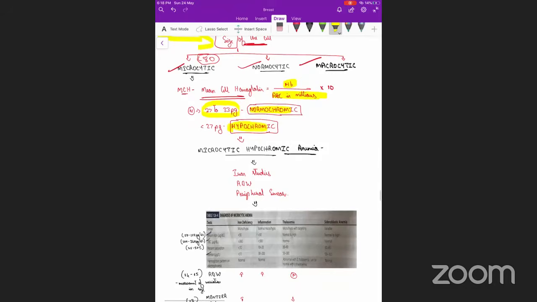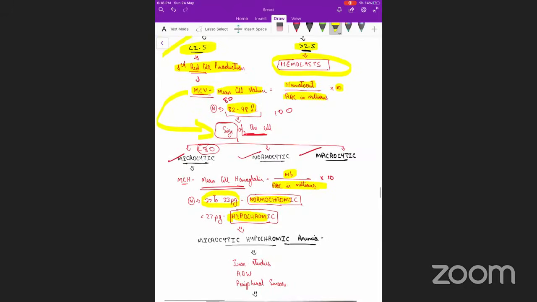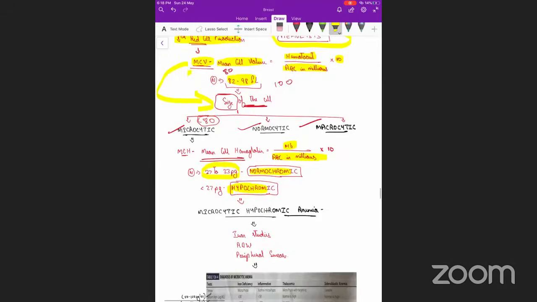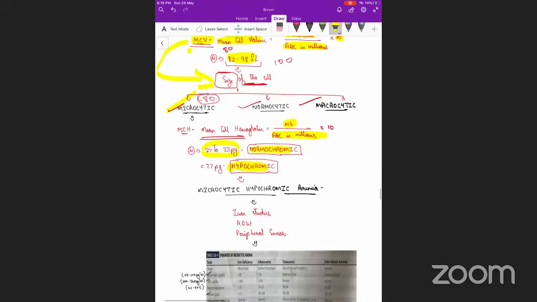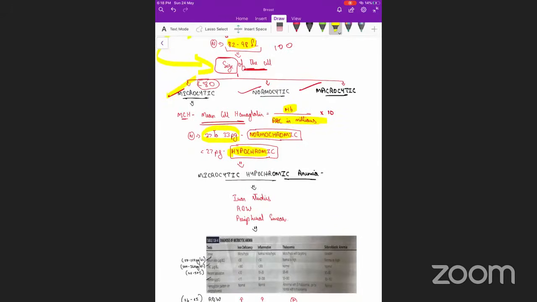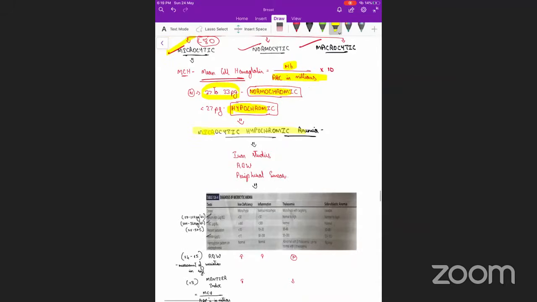So we saw that RPI was less, so hypoproliferative. We did MCV, which also turned out to be less; that is why it became microcytic. Then we did MCH, which also turned out to be less. So it was microcytic hypochromic anemia.